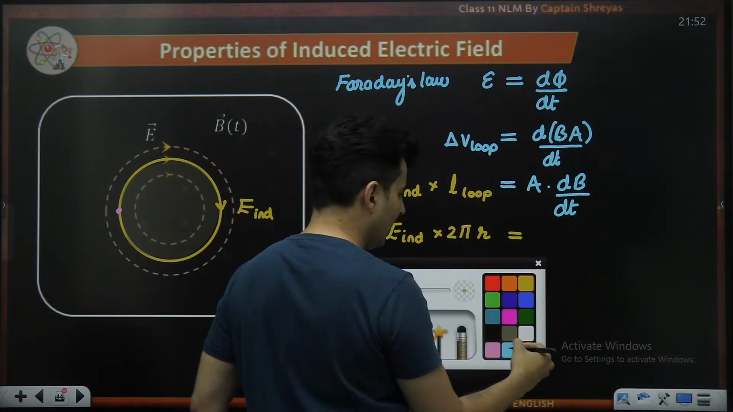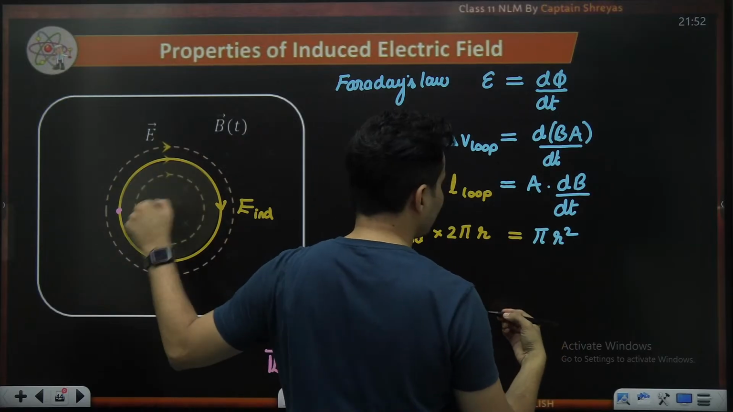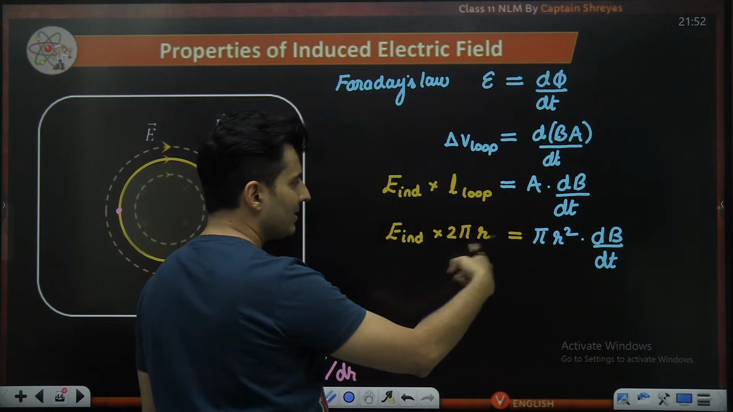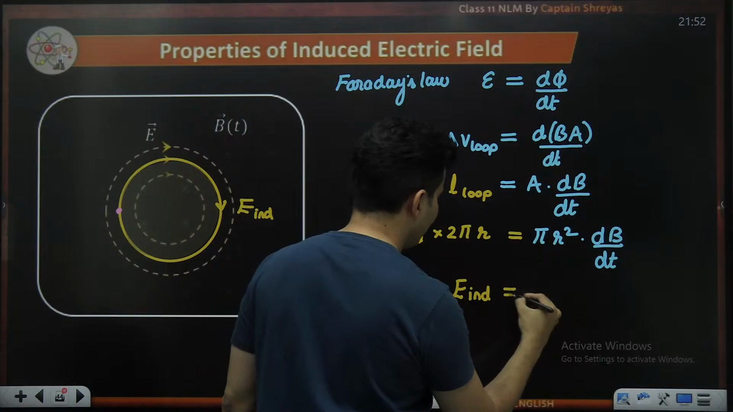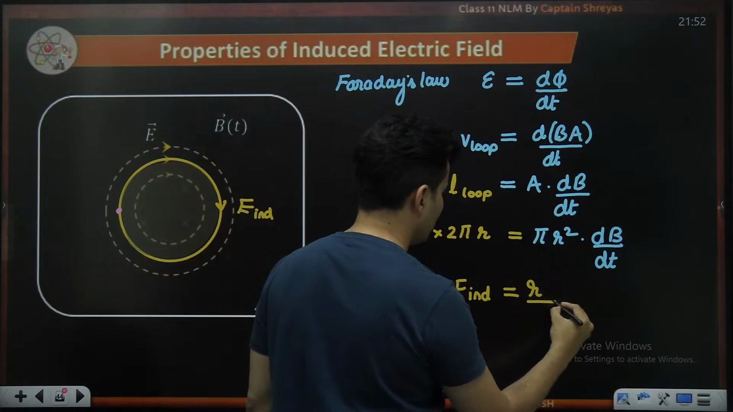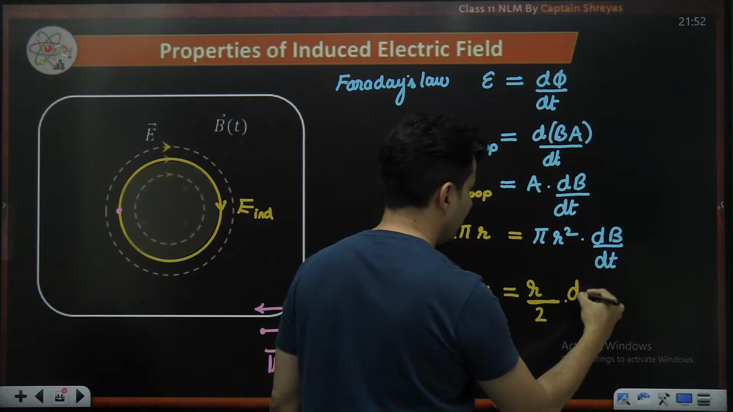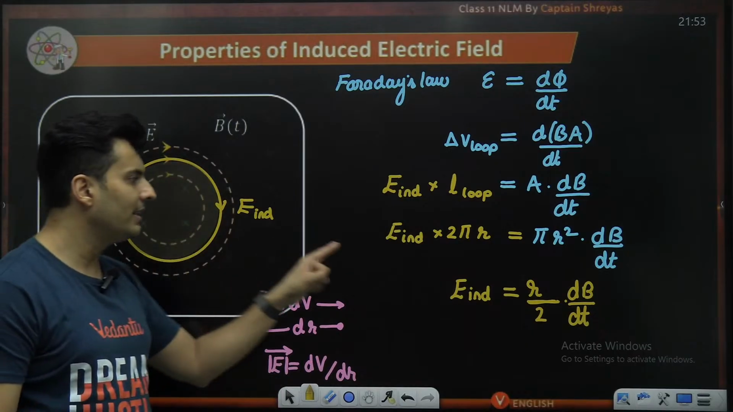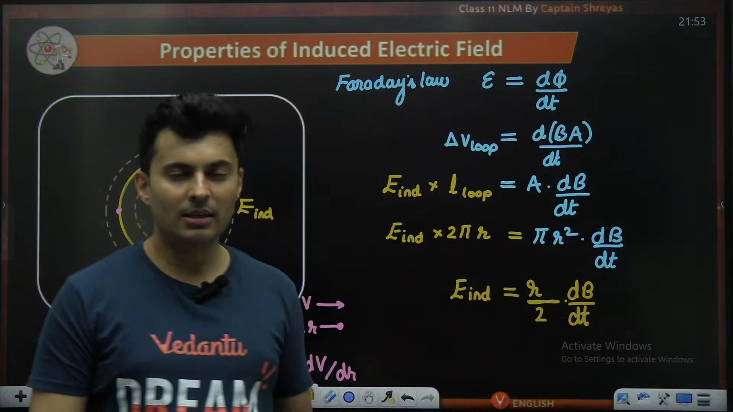That is nothing but area of the loop, which is nothing but pi r square, multiplied by dB by dt. R will cancel, pi will cancel. So from this, we will get the induced field value, which will be, pi has gone, 1 r has remained, of course, and this number 2 has come below, and we are just left with dB by dt. So that will be the induced value of the field in this region. And yes, that r will also be there. It depends on that r.